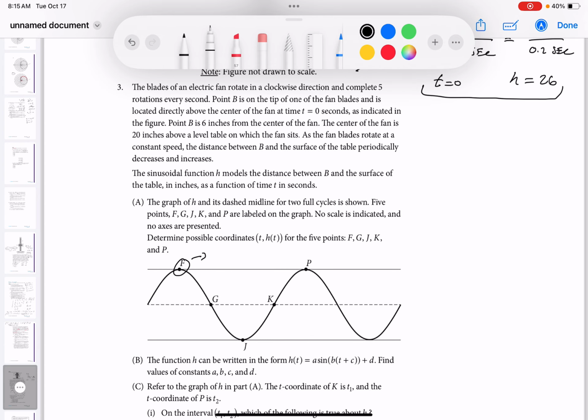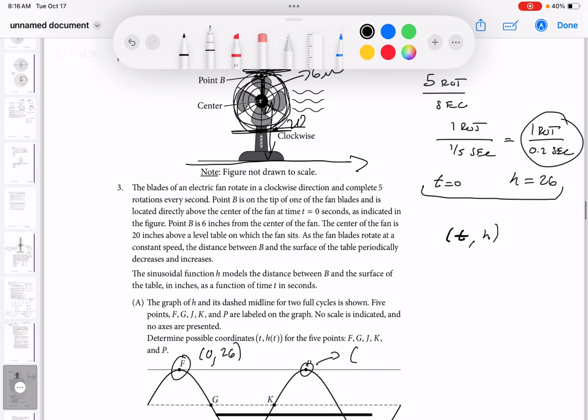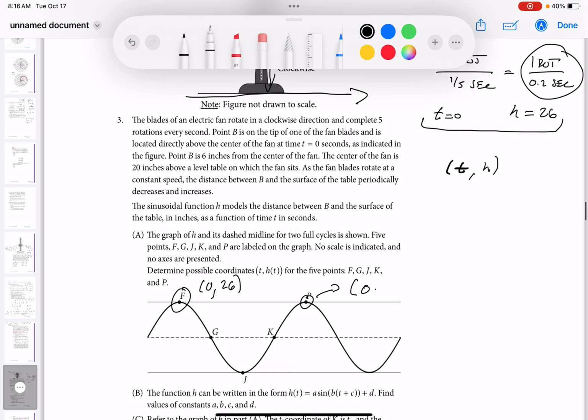I'm going to say this would be at t equals 0, you'd get H is 26. Right, I'm going to write this as a point though, and I want to point out what the points are going to be. They're going to be an ordered pair. The ordered pair is going to be T, comma, H. So this point over here, I'm going to say is 0, 26. As I look at this, I want to go to the next over here, and someone says, well, what's it going to be? Well, remember, it does one rotation every 0.2 seconds. I'll put this over here. It's going to be back at 26.